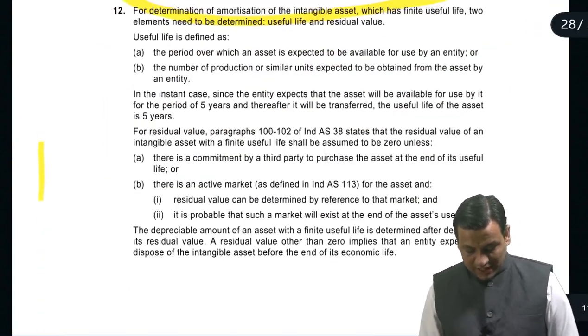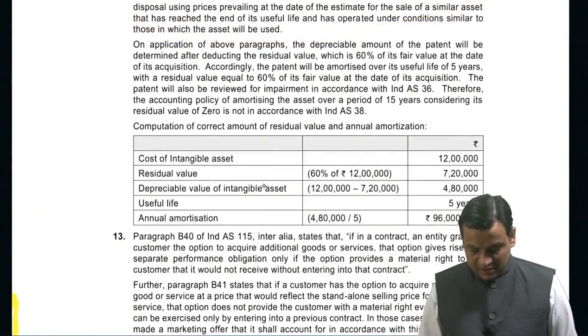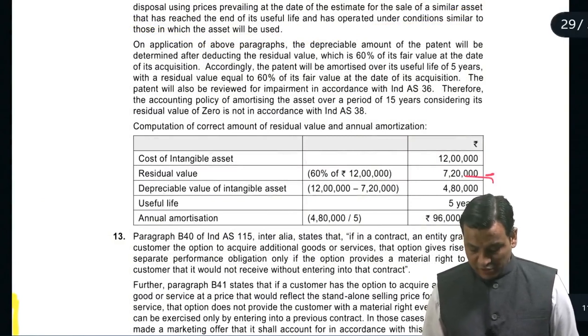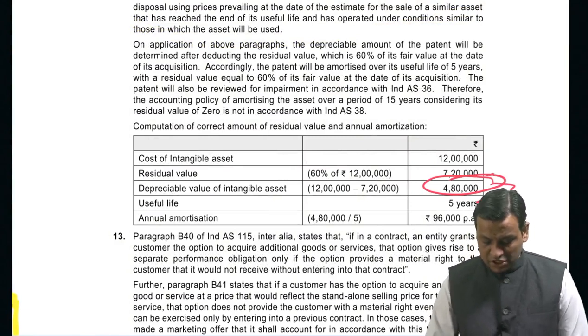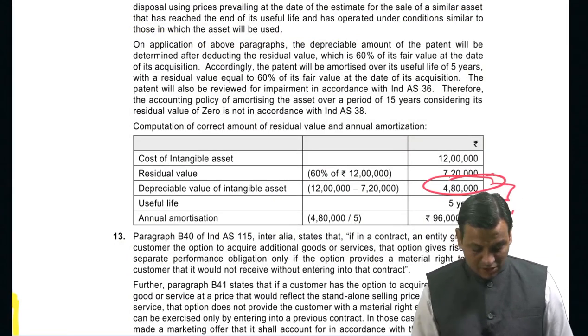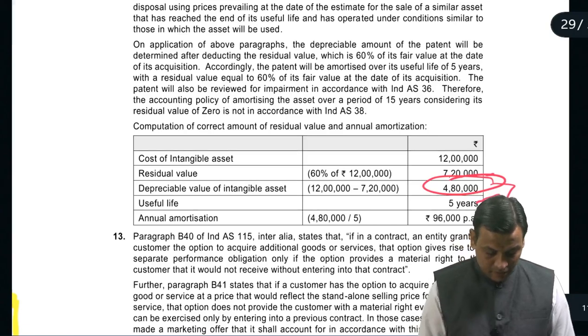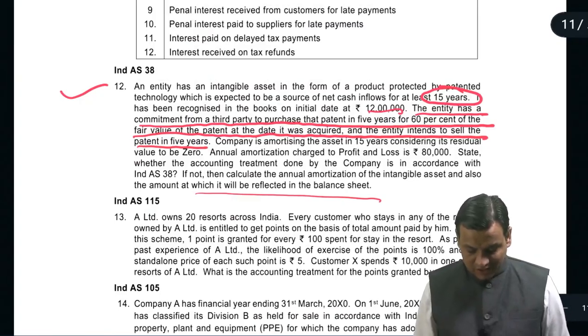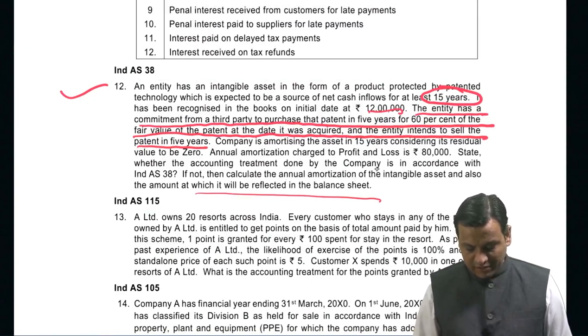So going through the answer, cost of intangible asset, the residual value, that is 60%. So depreciable value is only 480 and 480 is to be divided over 5 years. So my annual amortization will be 96,000 per annum. So the entity's accounting treatment is not correct. Is the accounting treatment done by the company in accordance with Ind AS 38? No, it is not.